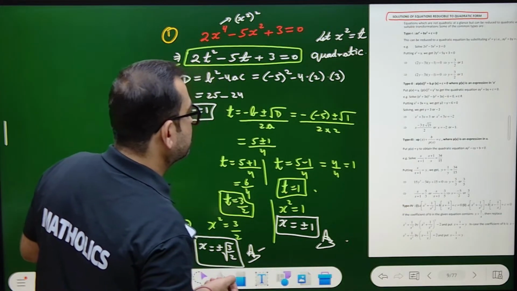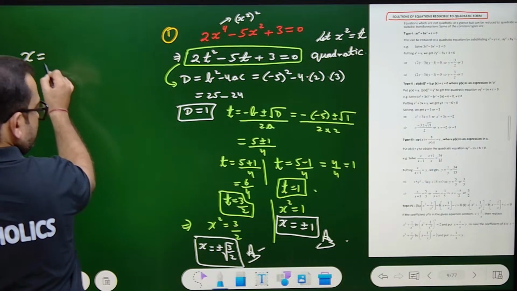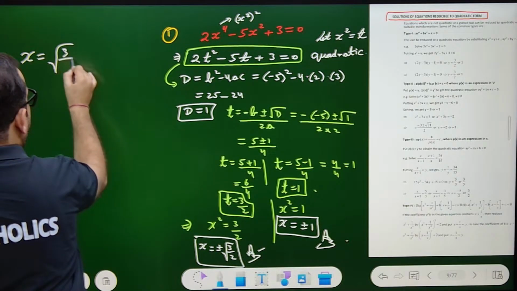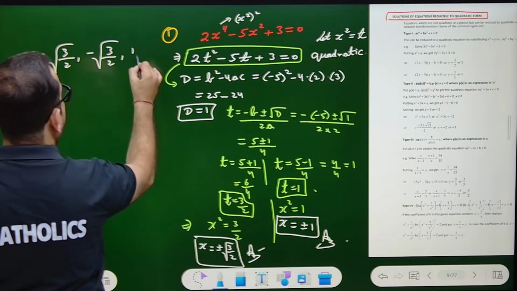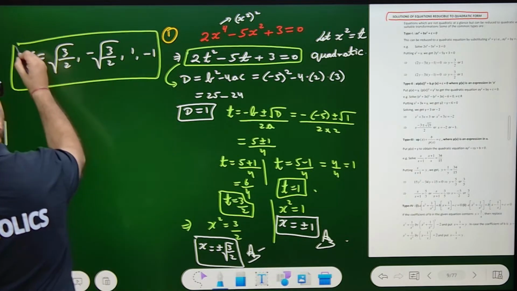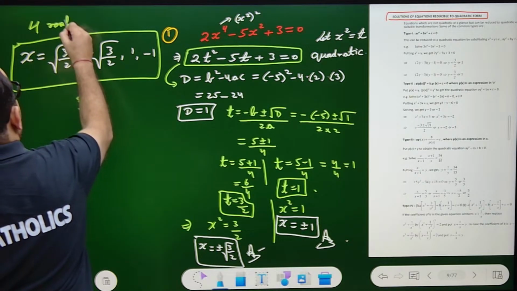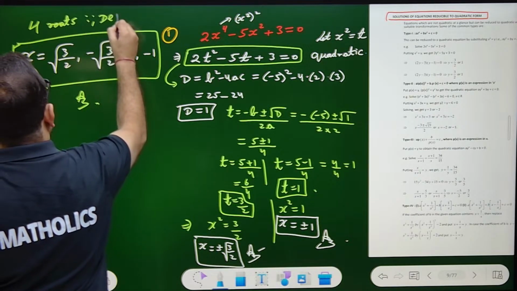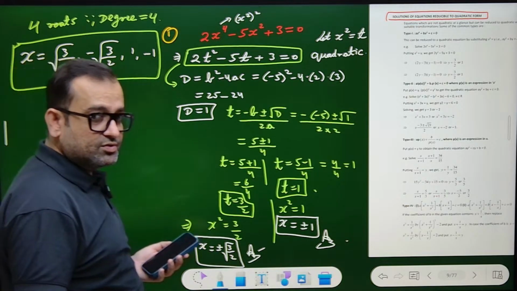I'll write it as x equal to under root 3 by 2 comma minus under root 3 by 2 comma 1 comma minus 1. This is my complete way of writing the answer. There are how many roots? 4 roots. Why? Because if we see, degree of this equation is also 4. So number of roots equals to the degree.